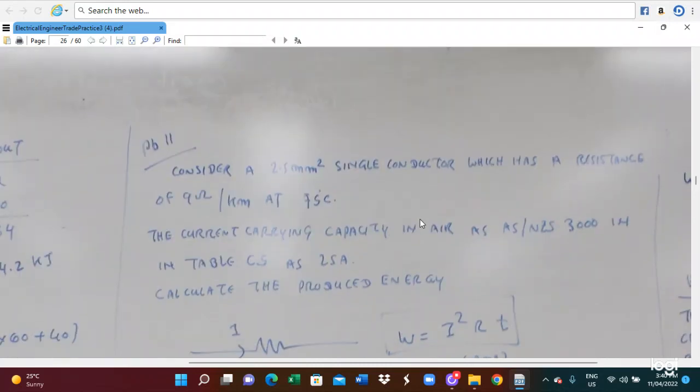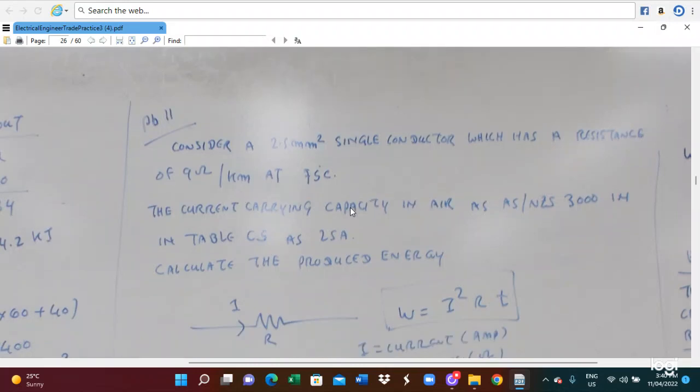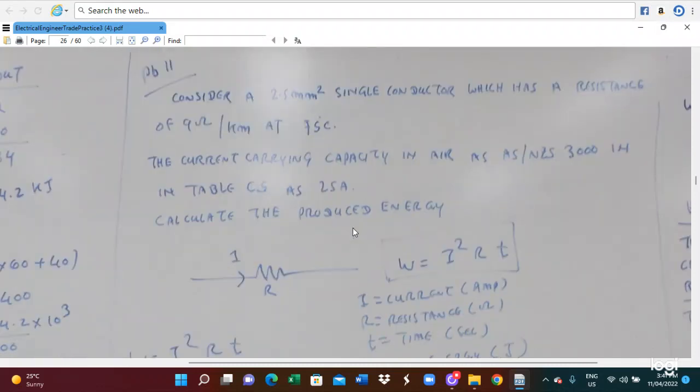The next problem is, consider the 2.5 millimeter square single conductor which has a resistance of 9 ohm per kilometer at 75 degree centigrade. The current carrying capacity in AS/NZS 3000 for the cable is given, so this is about 25 ampere, and C5 is 25 ampere.